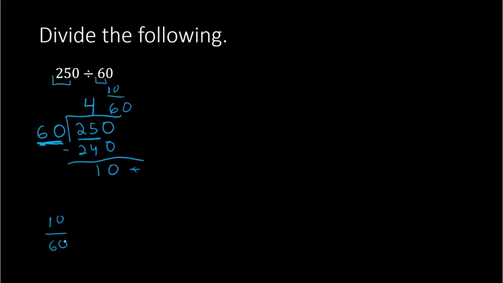All right, so we'll do this on the side. Notice that 10 and 60 both can be divided by 10. If you do that on the top, you're going to be left with 1. And the bottom, 60 divided by 10 is 6. So the 10 over 60 we can actually write as 1 over 6. So your final answer, written in simplest form, would be 4 and 1/6. So that would be your answer when you divide.